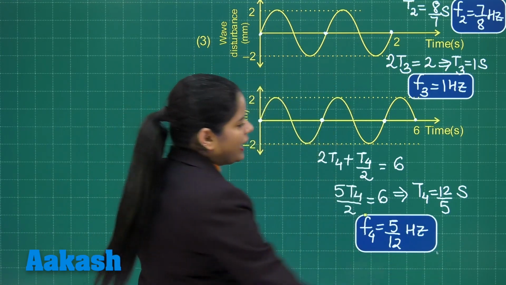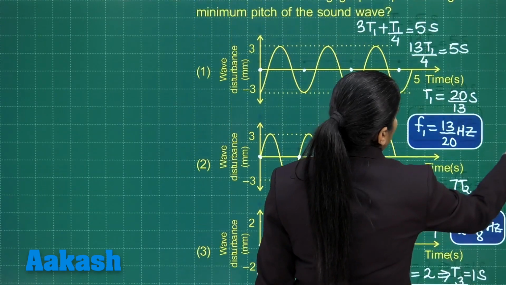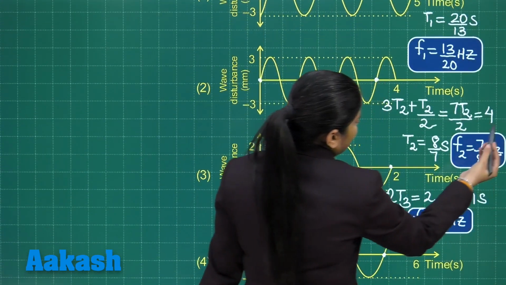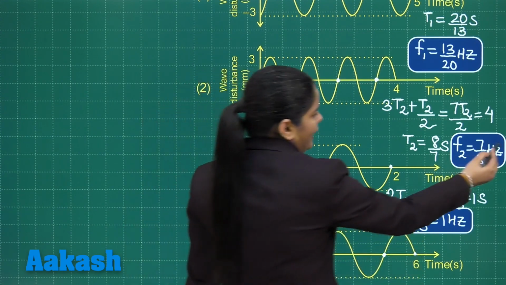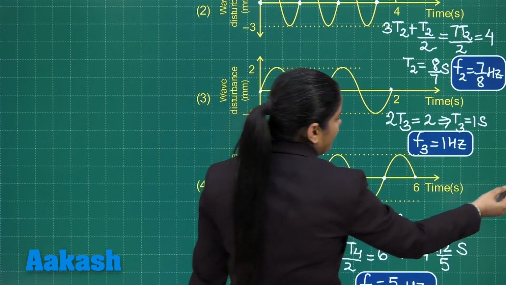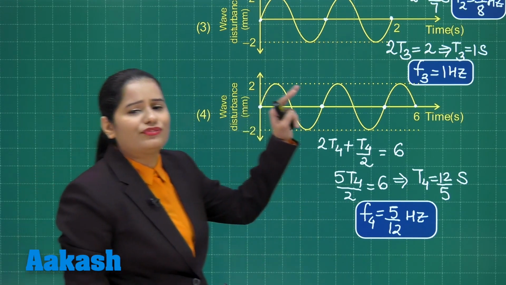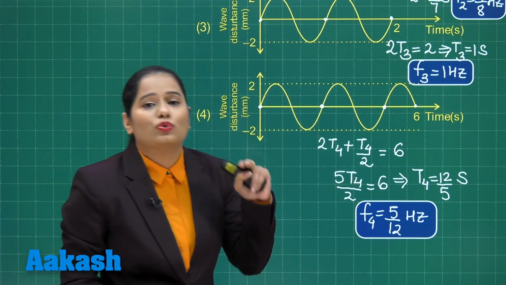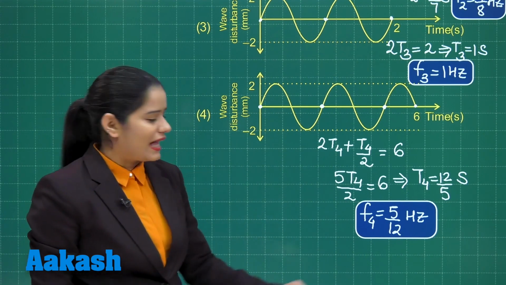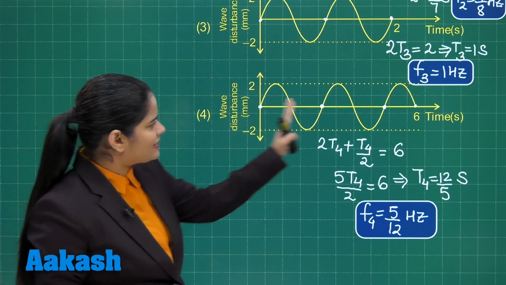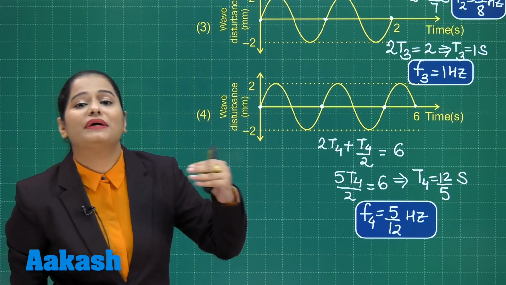So here, if you have a look onto the frequencies that we have calculated, this is F1, that is 13 by 20. This is F2, that is 7 by 8. F3 is 1 Hertz, and F4 is 5 by 12. Out of these four frequencies, which is the minimum? That is F4, and hence this fourth option, that is this wave, is going to have the minimum pitch.